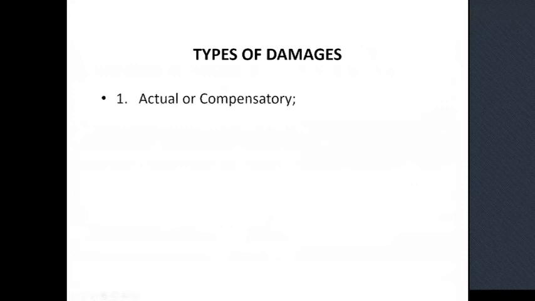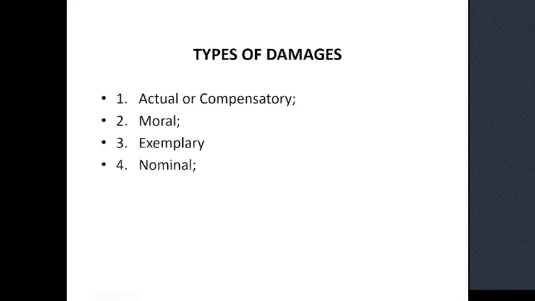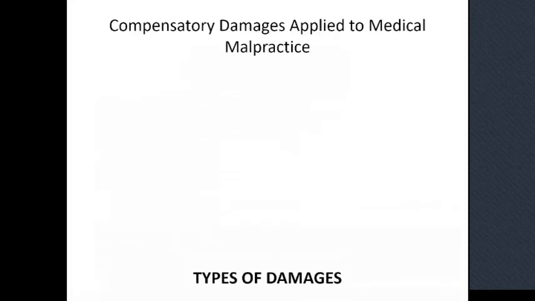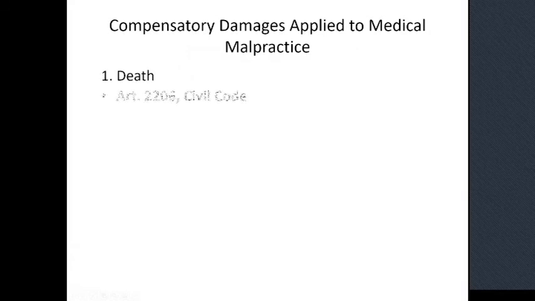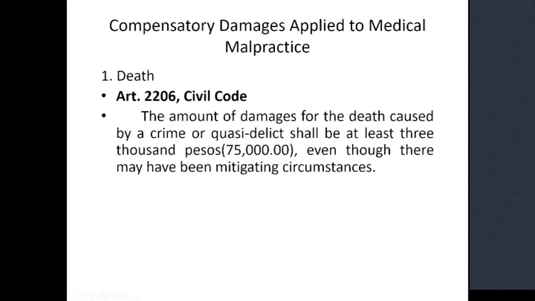As for the types of damages, in your textbook you can take a look: you have actual or compensatory, moral, exemplary, nominal, temperate, liquidated, etc. Compensatory damages applied to medical practice will include death. Based on Article 2206 of the Civil Code, the amount of damages for death caused by a crime or quasi-delict is 3,000 pesos, now 75,000, even though there may have been mitigating circumstances.